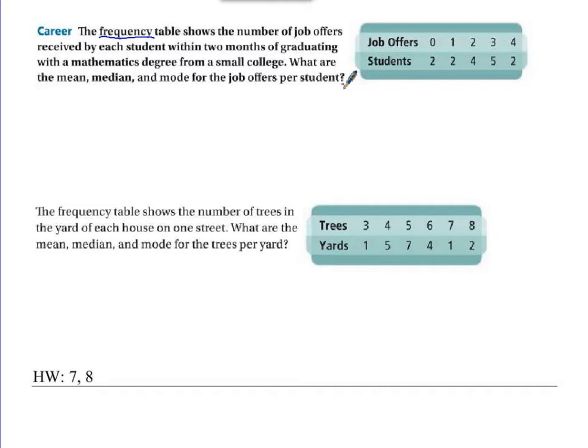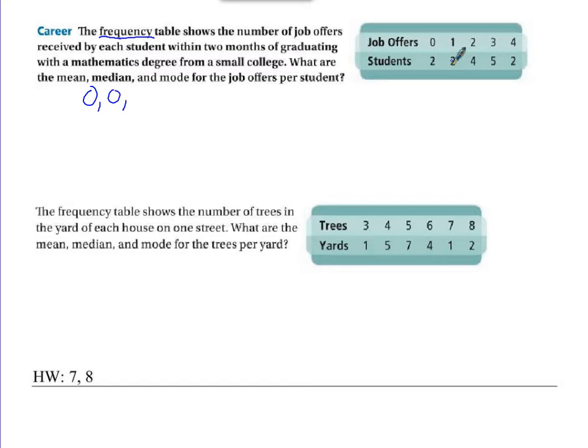We need to realize what this table is showing us. It's not showing percentages. It's showing students. How many students got 0 job offers? So how many data points did I just look at there? There's 2. Both of them are zeros. Student number 1 had no job offers. Student number 2 had no job offers. How many job offers did student number 3 have? If I read this table, I got 2 students with 0 job offers.